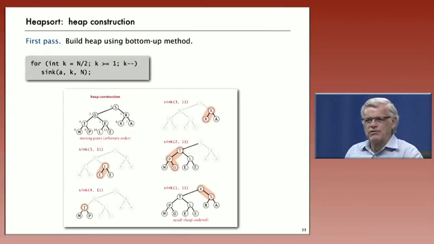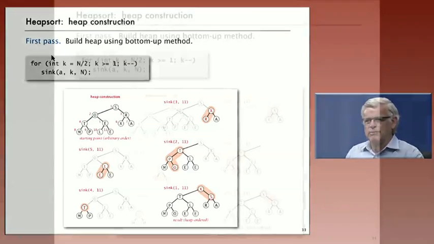Okay, this slide summarizes the code for heap construction, and as you can see, it's a one-liner. We go backwards through the heap, starting at N over 2, because the rightmost half of the array is just little heaps of size 1. We just go backwards doing a sink starting at k. So that's the first piece of code for heap ordering an array with arbitrary values.